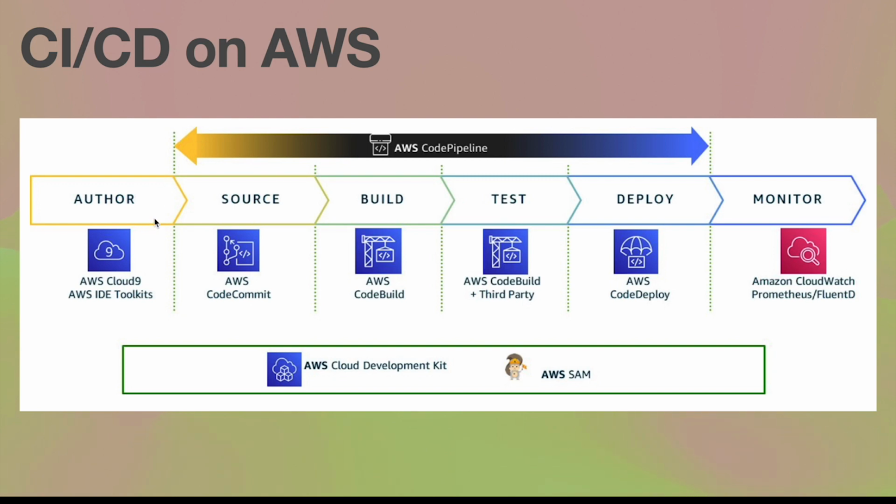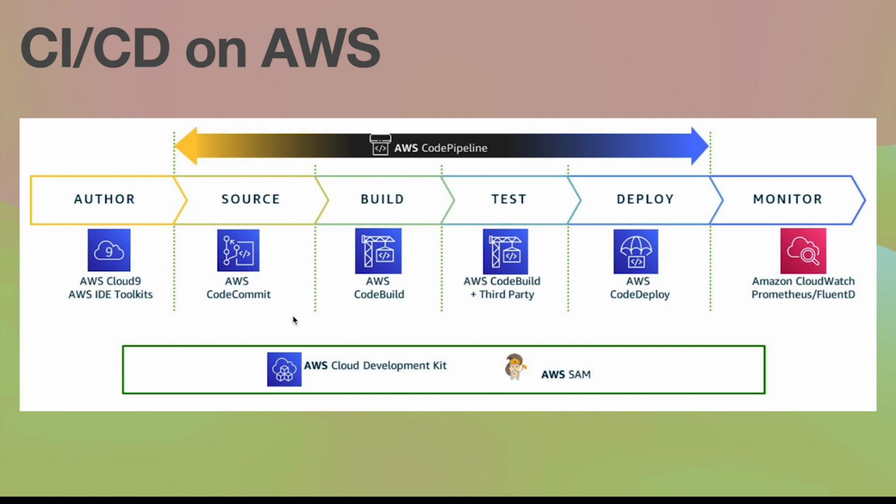So we have our author, who can use either AWS IDE toolkits or Cloud9 to publish our changes. We have our source code, and we store our application code in a code repository. AWS has code repository integration with GitHub, Bitbucket, and also in the AWS format called AWS CodeCommit. This is their proprietary service.